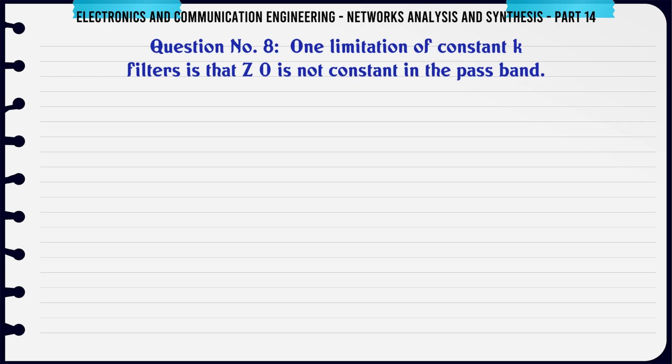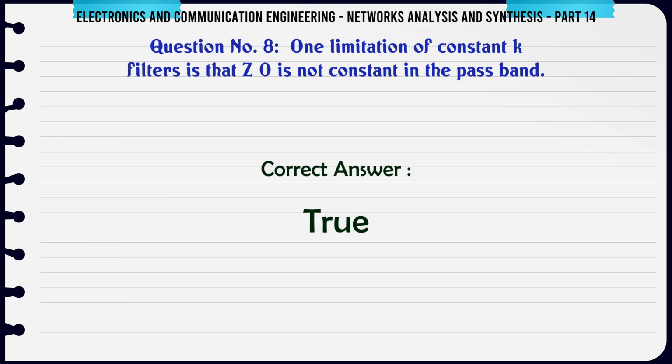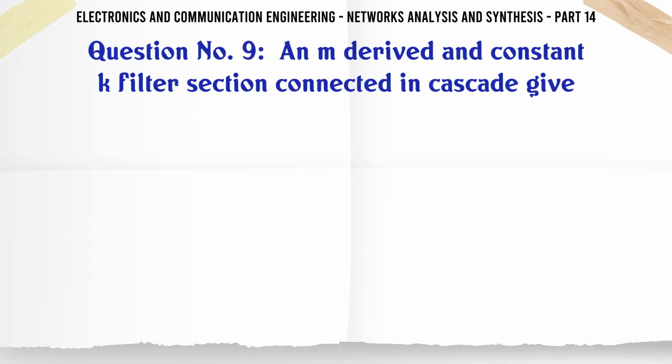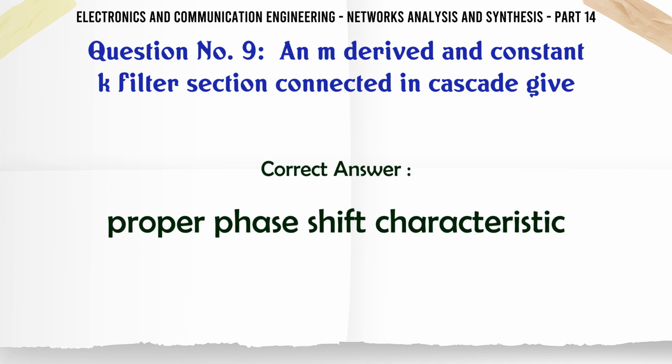One limitation of constant K filters is that Z0 is not constant in the pass band. A. True. B. False. The correct answer is true. An M-derived and constant K filter section connected in cascade give A. proper impedance matching, B. proper phase shift characteristic, C. proper attenuation characteristic, D. all of the above. The correct answer is proper phase shift characteristic.